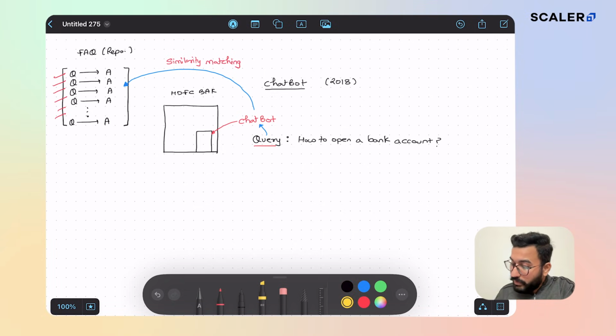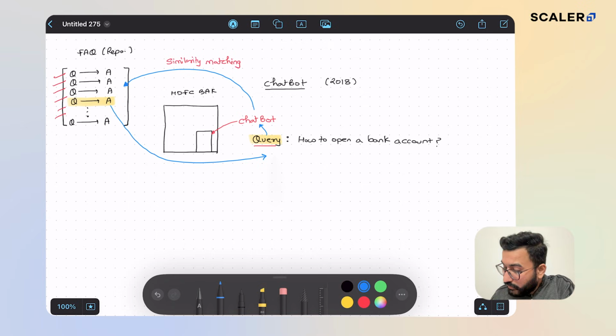Now, let's say it was able to find that this question is very similar to the user's query, and that is what the chatbot will return. It will take this answer and return it to the user. And that is how the traditional chatbots were functioning. They were not doing anything amazing. They were actually looking at a database, finding the similar question using similarity matching, and returning you the best match with the corresponding answer of the best match.